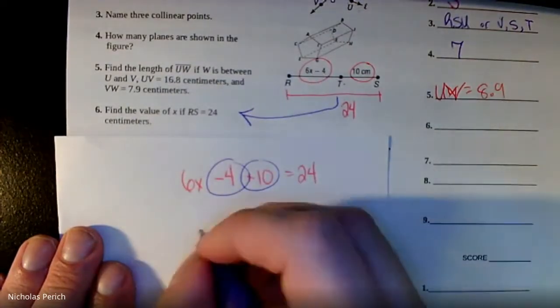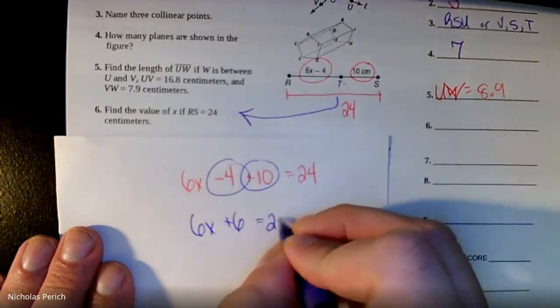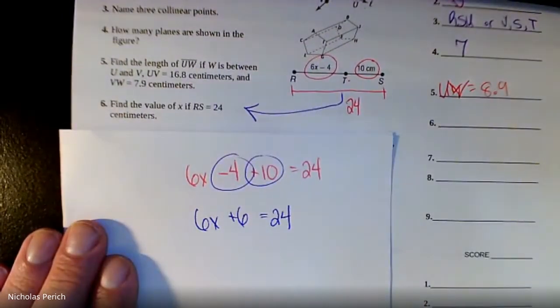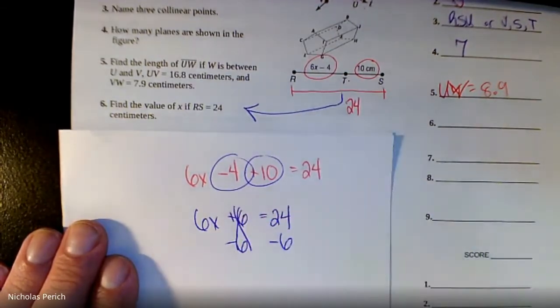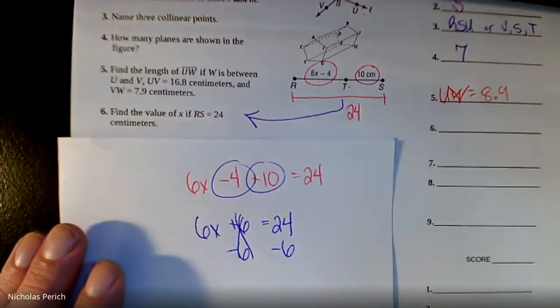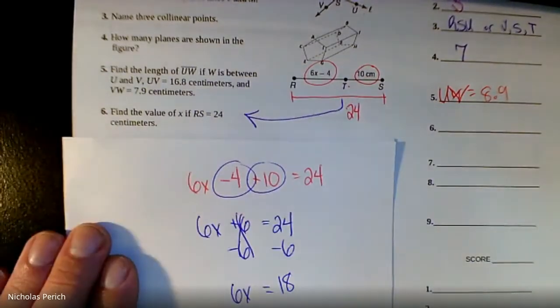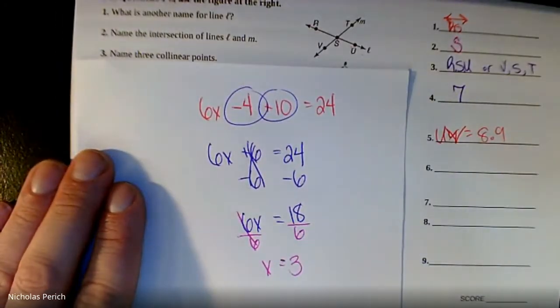Look for like terms that combine. 6x, negative 4 plus 10 is 6. That's going to equal 24. And now it is a two-step equation. Minus 6, cross it out. 6x equals 18. Put in the chat what x is going to equal. Do it before I do it. Good, Lily has it. Divide by 6. Camilla has it too. X equals 3.